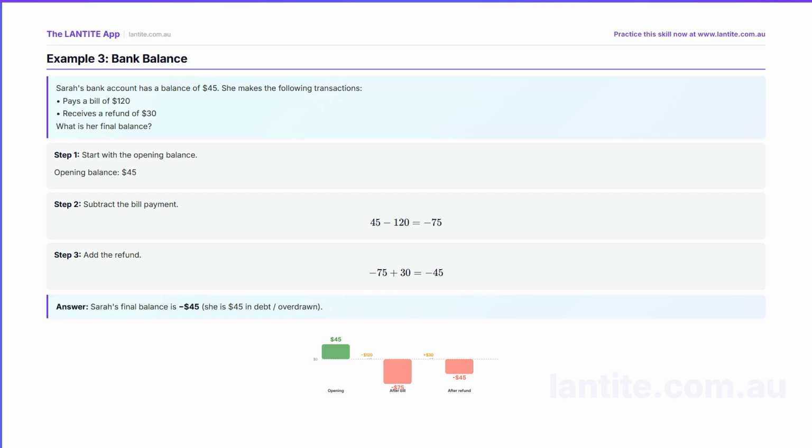Now let's look at a financial context. Sarah has $45 in her account. She pays a bill of $120. 45 minus 120 equals -75. Her account is now overdrawn. She owes $75. Then, she receives a refund of $30. -75 plus 30 equals -45. Her final balance is -$45, meaning she is $45 in debt. The chart shows each transaction and how the balance changes step by step.